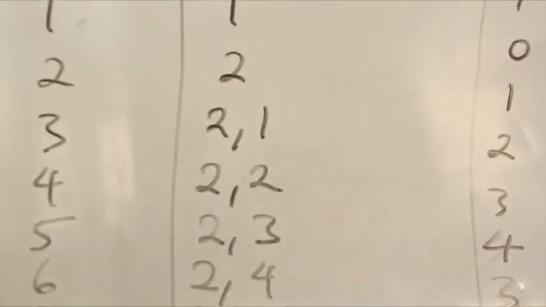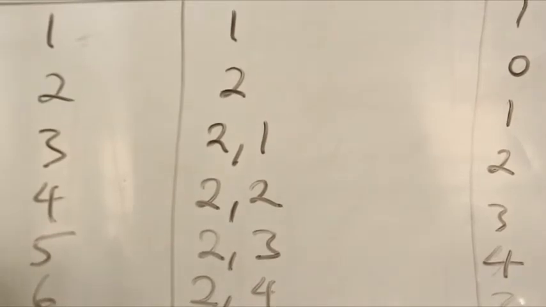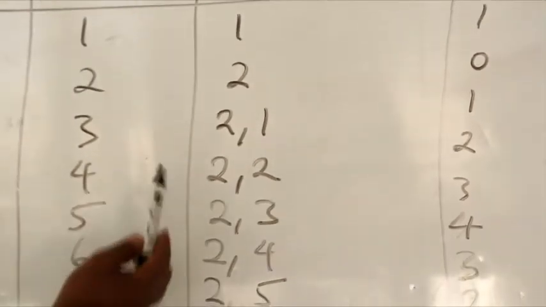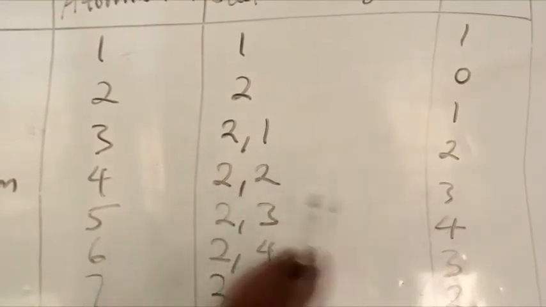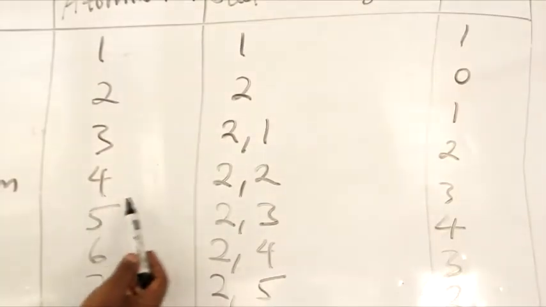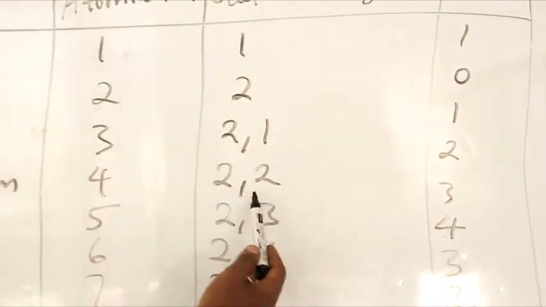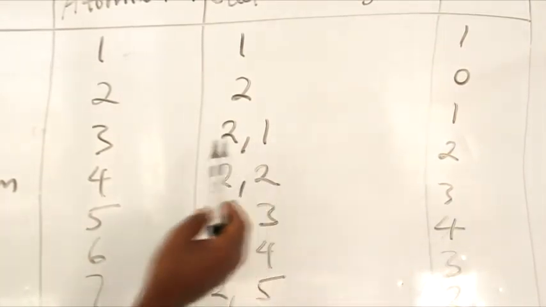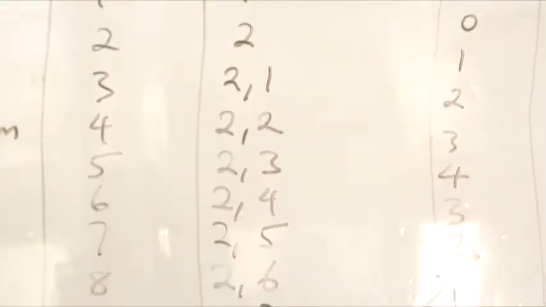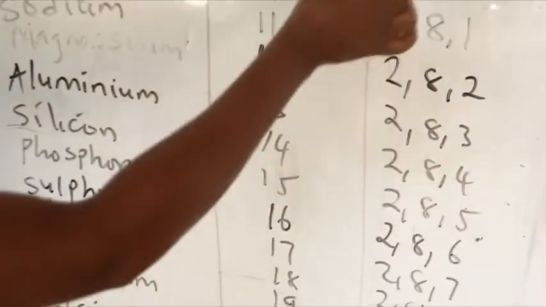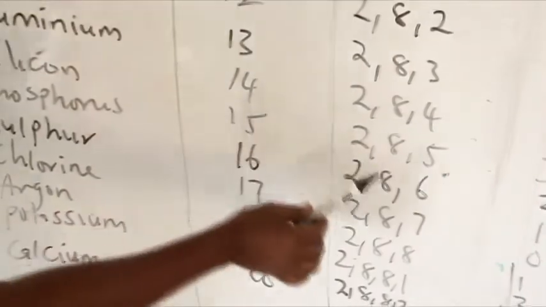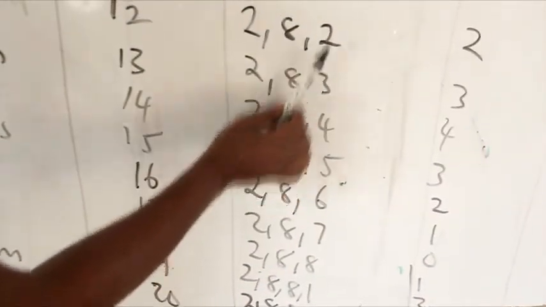I will explain why it is 0. Lithium has atomic number 3, the electronic configuration is 2, 1, and the valency is 1. Beryllium has atomic number 4, the electronic configuration is 2, 2, and the valency is 2. As you can see, right up to the 20th element, the electronic configurations are given in the table, and from the electronic configuration you can actually derive the valency for each element.